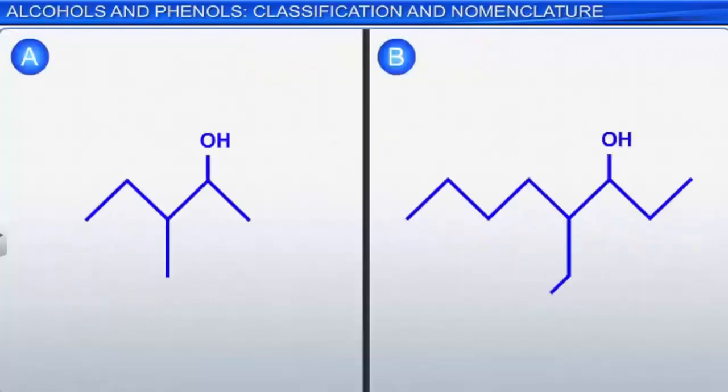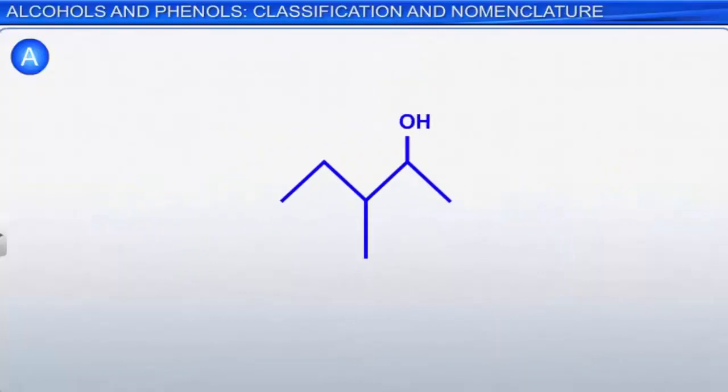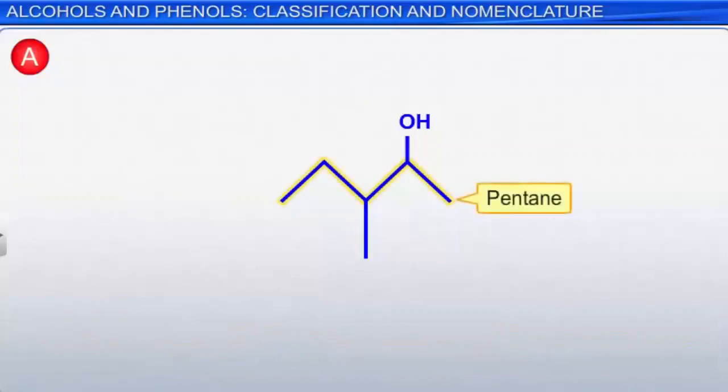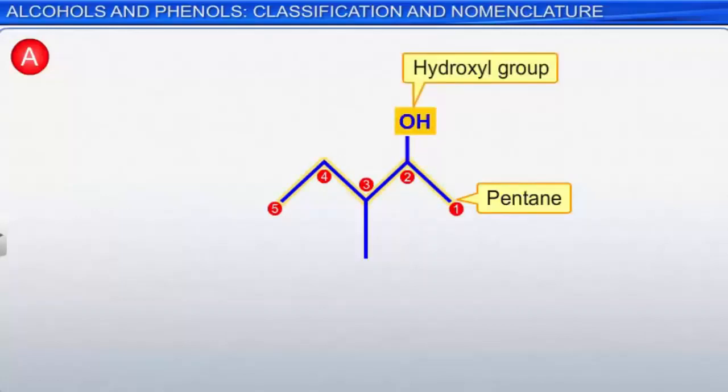Give the IUPAC names of these structures. Try to find the names on your own before checking the answers. When naming organic compounds, remember to find the longest continuous carbon chain. Start counting the carbons at the end of the chain nearest to the hydroxyl group. In molecule A, the longest continuous chain has 5 carbons. Start counting from the right-hand side of the molecule at the end nearest to the hydroxyl group.